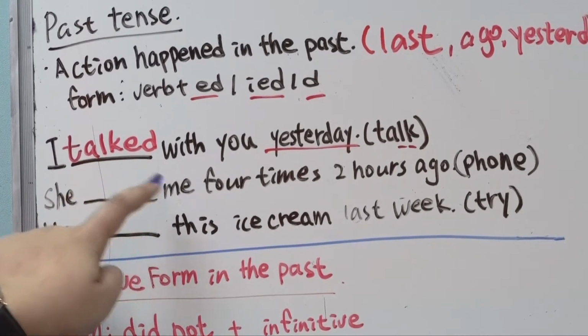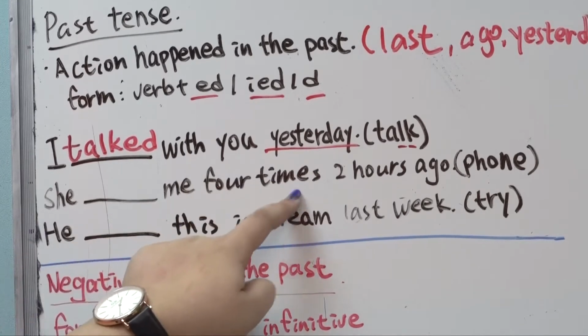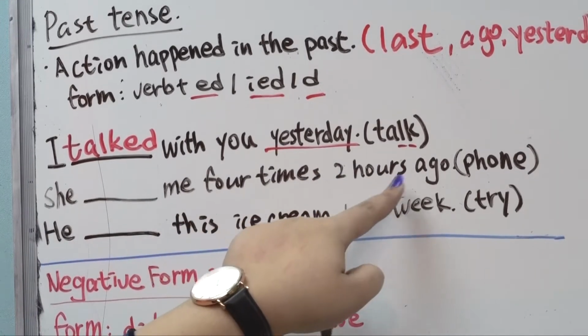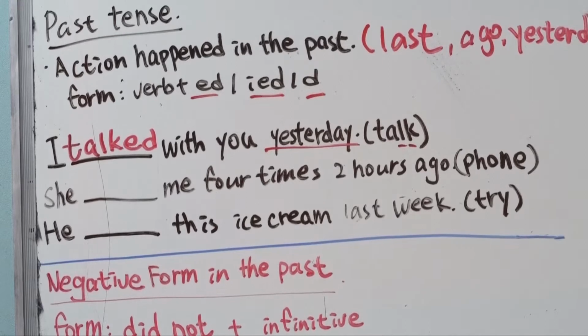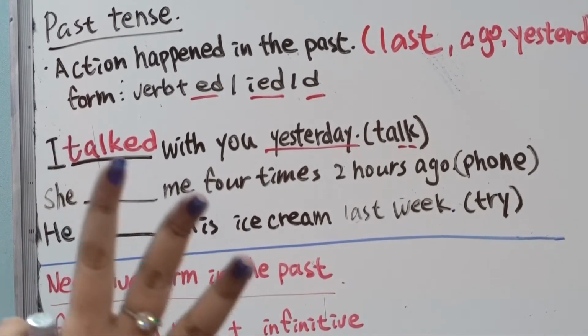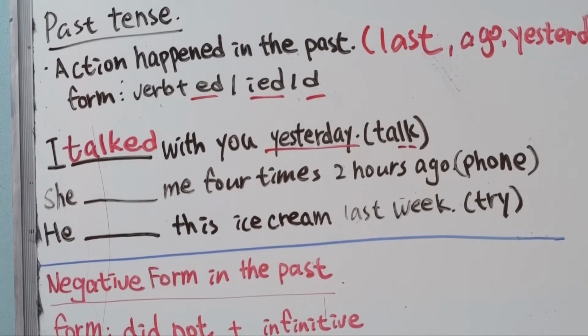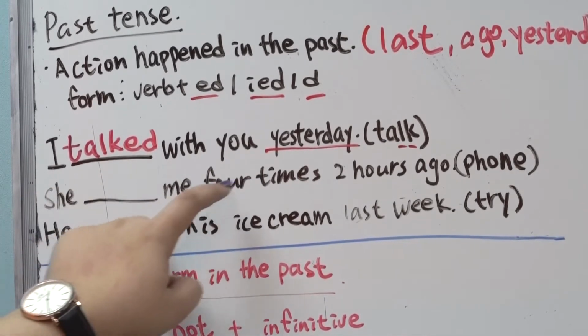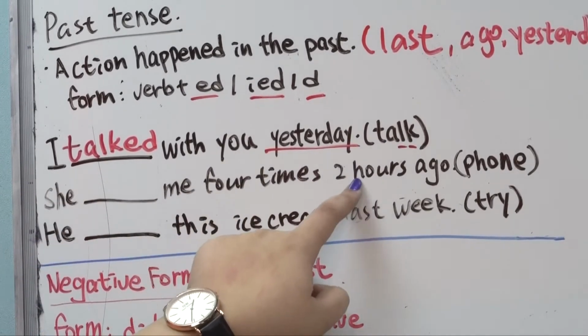She phone me 4 times 2 hours ago. Do you know the meaning of hours? All right. So right now, just think it is 4 o'clock, right? 2 hours ago will be 2 o'clock. Okay? That's it. She phone me 4 times 2 hours ago.